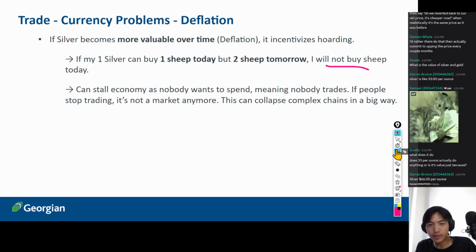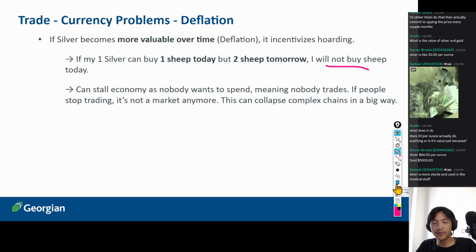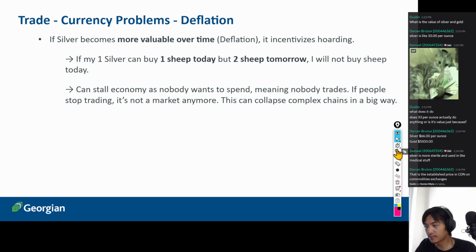If nobody buys anything, nobody wants to spend, nobody trades. If people stop trading, you don't have a market anymore, and this is also a problem because then you don't have specialized people exchanging value for each other, right? People stop interacting with each other basically. They're just waiting. So this is also bad, which is interesting.